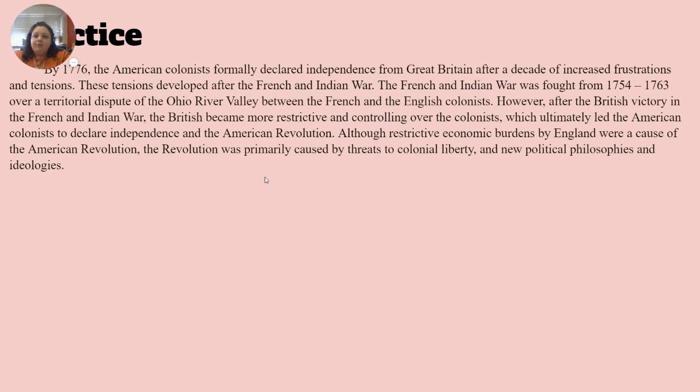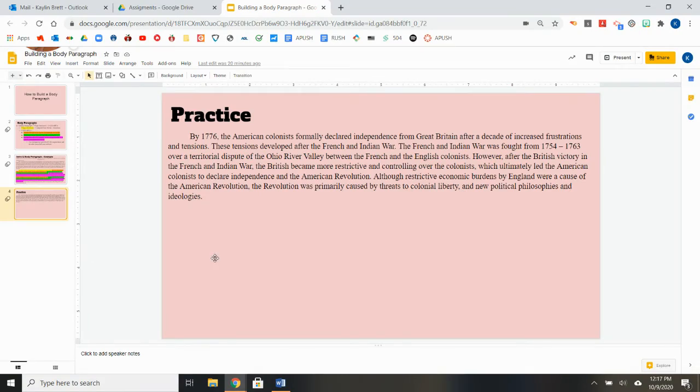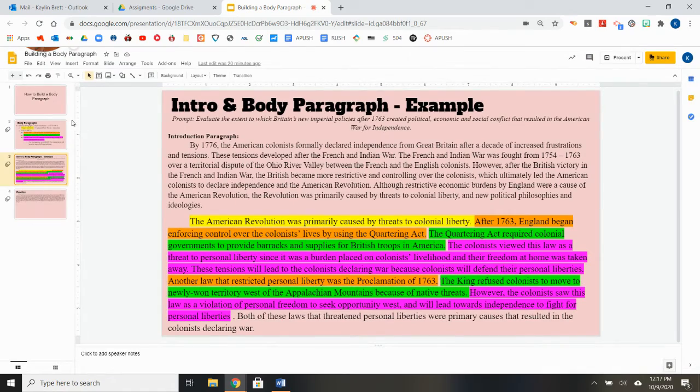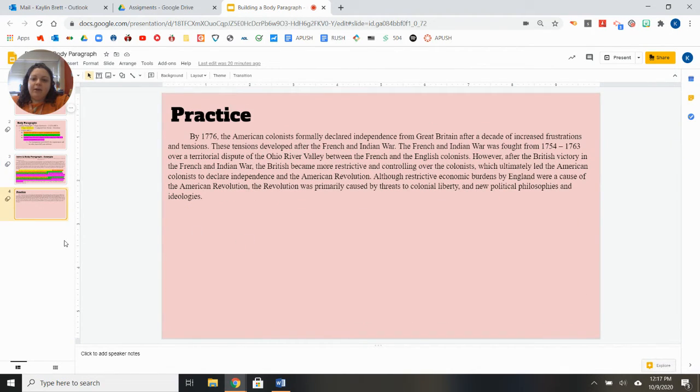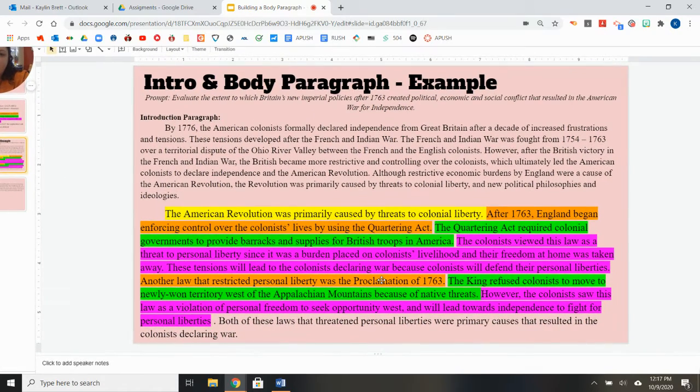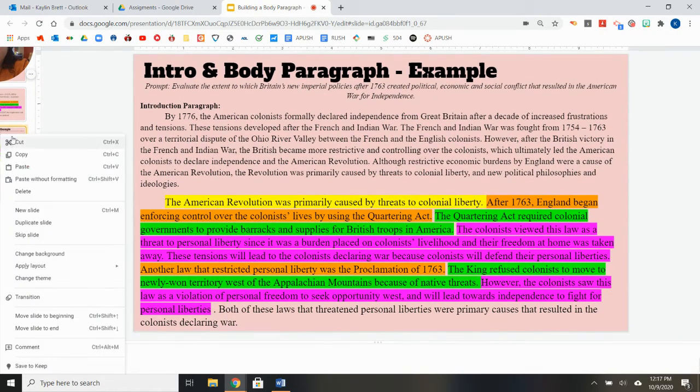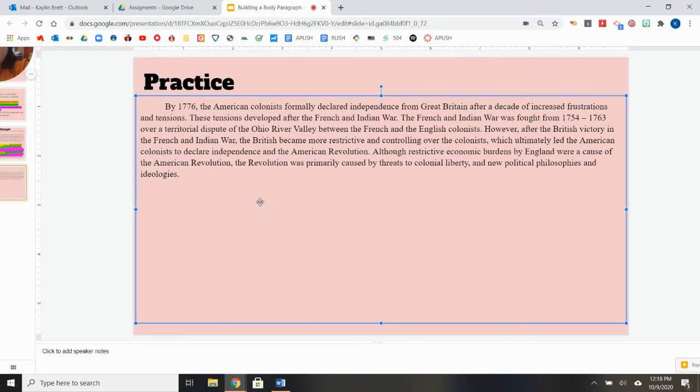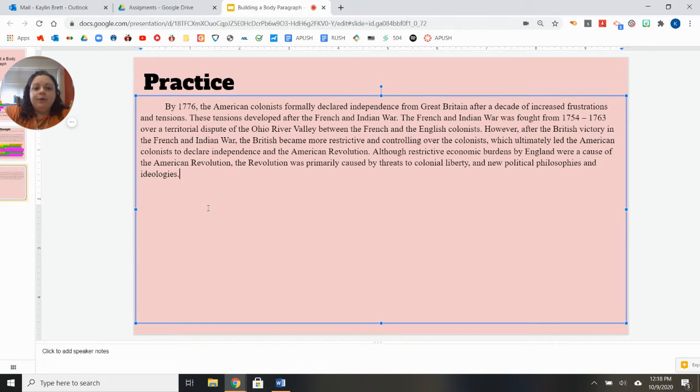So with practice, we have our thesis and introduction all right here for y'all, okay? And so we're going to see how the practice works. I'm going to go ahead and write in for you as we go through and talk about subpoint B. So with subpoint B, you are going to have to think about new political philosophies and ideologies.